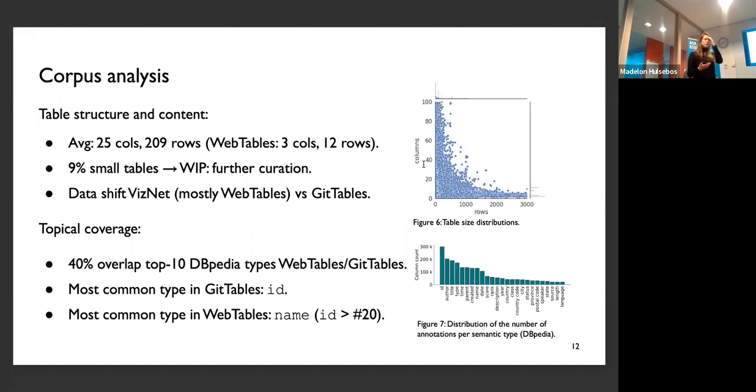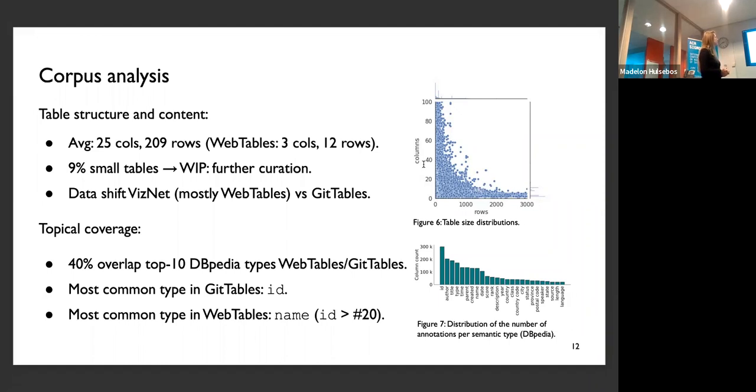A bit more into the content of these tables. Of course, we looked at the table sizes. As I mentioned already, web tables are pretty small. On average, they have 3 columns and 12 rows. In GitTables, the tails are pretty long on both sides. So we also have many smaller tables with, for example, less than 2 rows and 2 columns. But on average, we have 25 columns per table and 209 rows. And there the question is, what should it look like? Well, at least it seems to be a different kind of corpus for now. So we're also considering filtering out some of these small tables. For example, if we have just one row or one column, we might wonder whether we want that in our corpus or not.